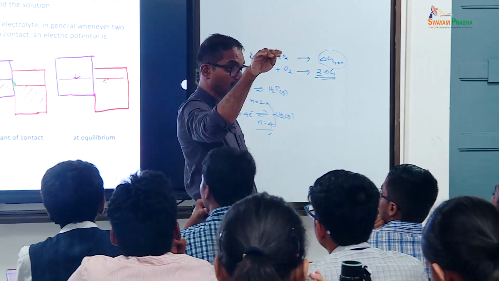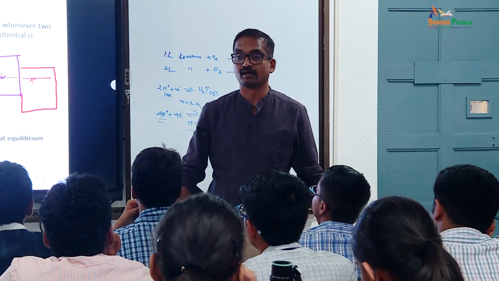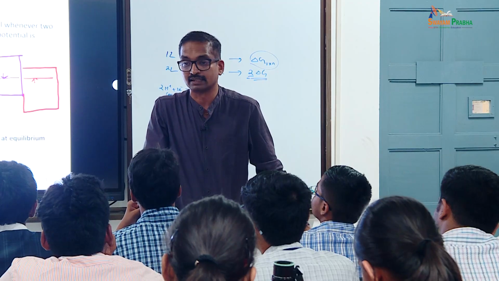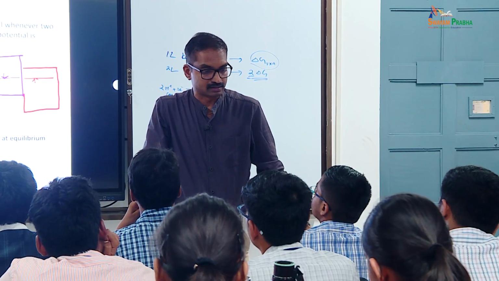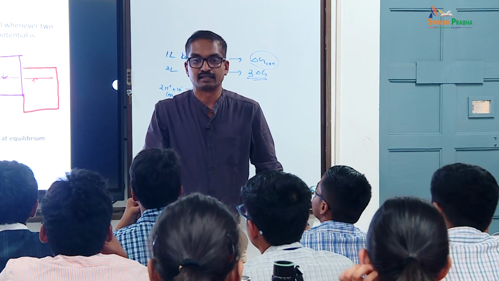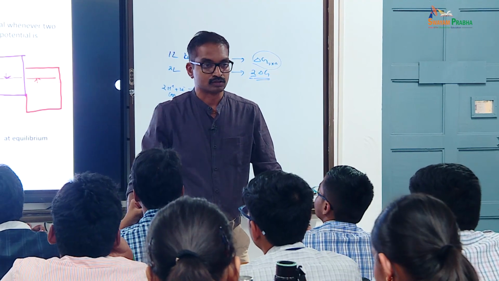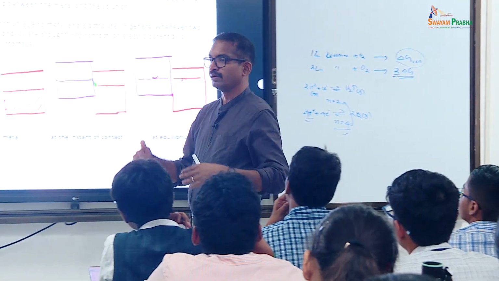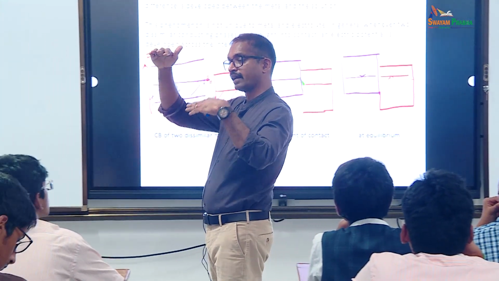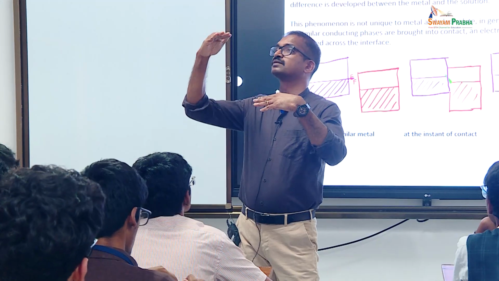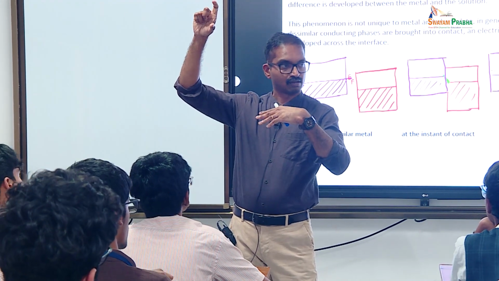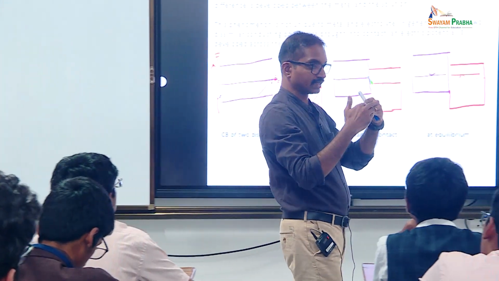Now if you bring these two together, what will happen? Obviously electrons will flow from higher energy to lower energy, so from zinc to copper. Then the zinc at the interface, within a few nanometers, will gain a positive charge, because it lost its electron, and the copper will gain a negative charge because it absorbed that electron.